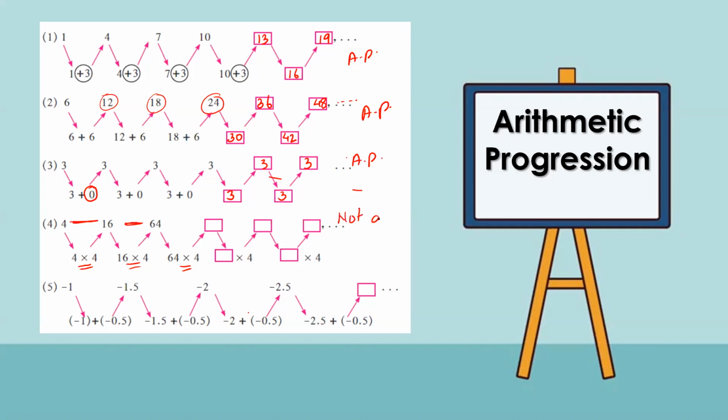Not an AP, right? So you can just fill up by multiplying 4, 4, 4, 4, right? That's not a problem. Now, if you see over here, the fifth one.